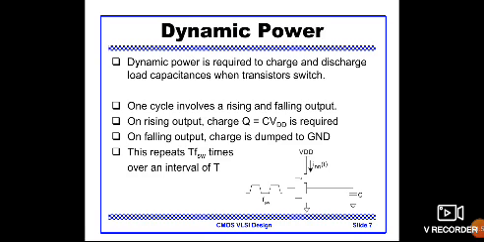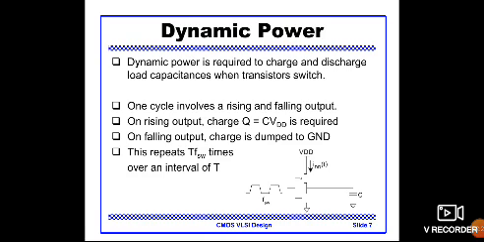And dynamic power, what is dynamic power? It is required to charge and discharge load capacitances when transistors switch. One cycle involves a rising and falling output. On rising output, charge Q equals C VDD is required. On falling output, charge is dumped to ground. This repeats f_sw times over an interval of T.